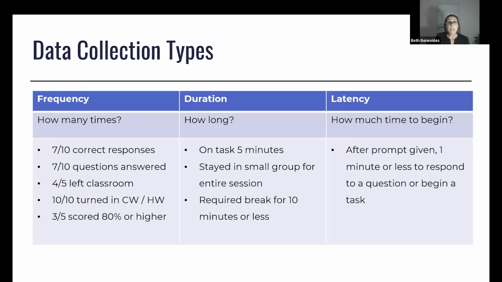And there are many different data collection types. Frequency data means how many times, so 7 out of 10 correct responses, or 10 out of 10 times the child turned in his homework. Duration means how long, so is the child able to stay in a small group for an entire session or only for 2 minutes? How often does he have to take a break?